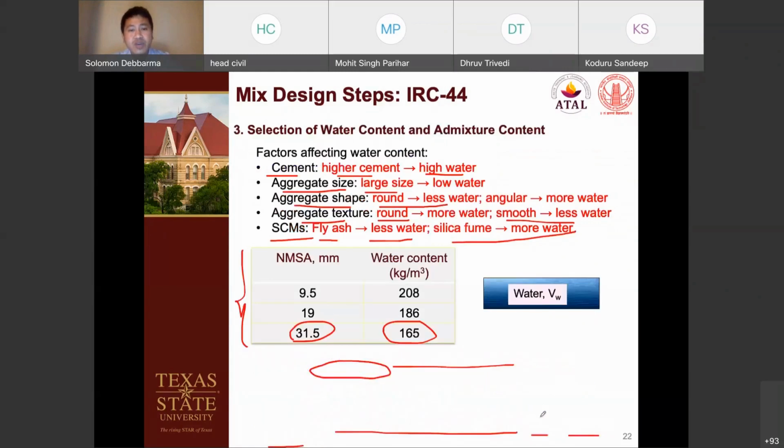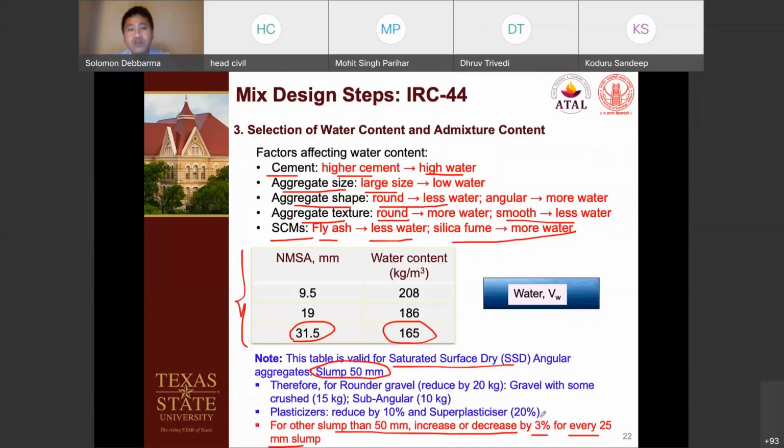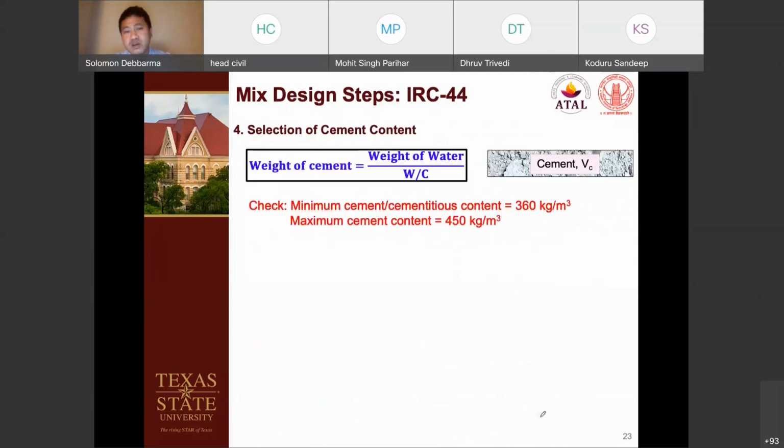And then after we have the air content and the water cement ratio, we know the water content, so we can simply calculate the weight of cement, which is the weight of water divided by the water cement ratio. So it gives us the weight of cement that we need for the PQC. The weight that we get, we need to check for the minimum cementitious content, and we need to check it for the maximum cement content. These values have been fixed by IRC.